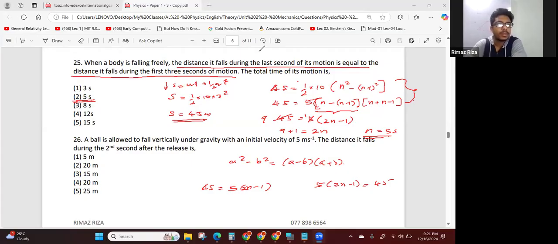Sir, since the distance is covered in the first 3 seconds and the last second is the same, can't I use 1 second, like 1 square instead of 3 square?